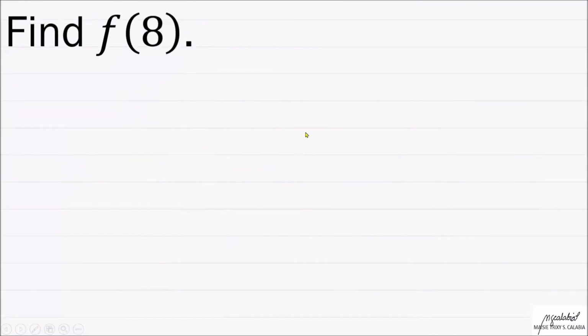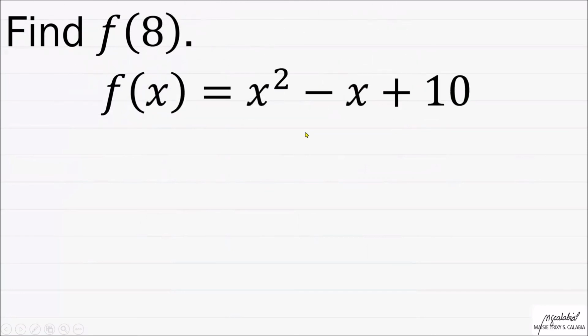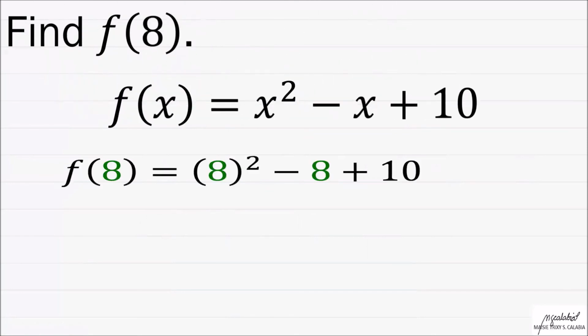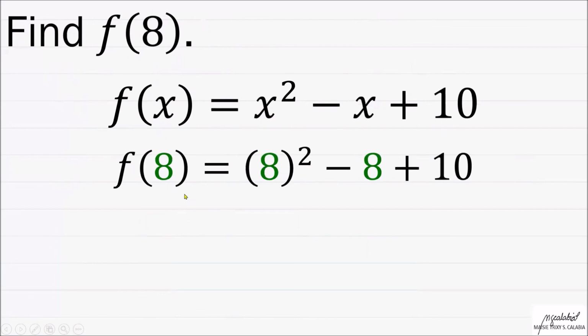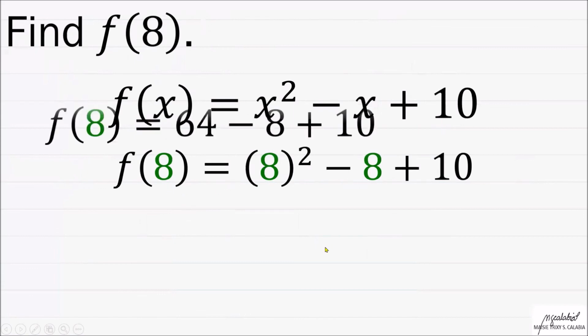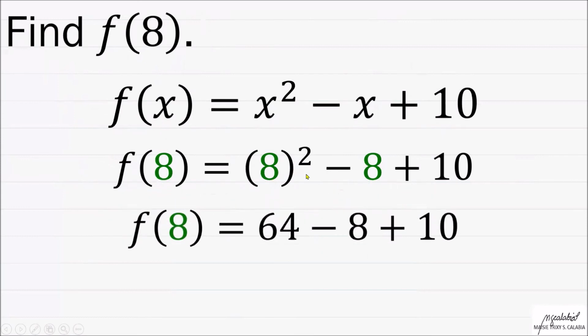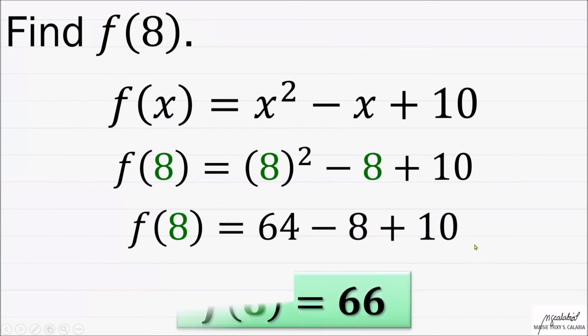And then the last one, we have f of 8 in x squared minus x plus 10. So we have f of 8 is equal to 8 squared minus 8 plus 10. This is 64, 8 squared. So 64 minus 8 is 56, plus 10 is 66. So the value of f at 8 is equal to 66.